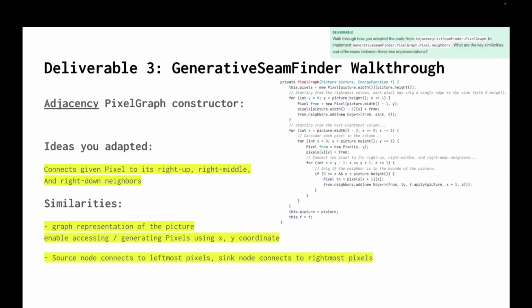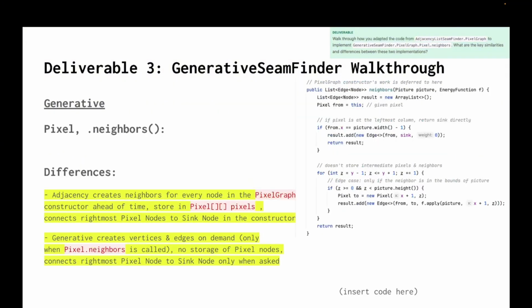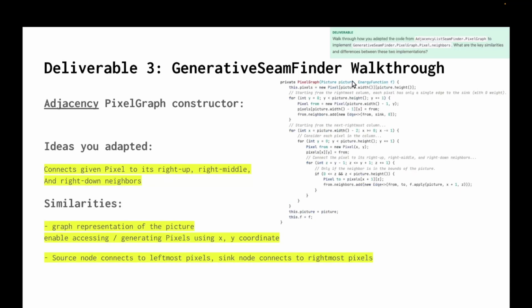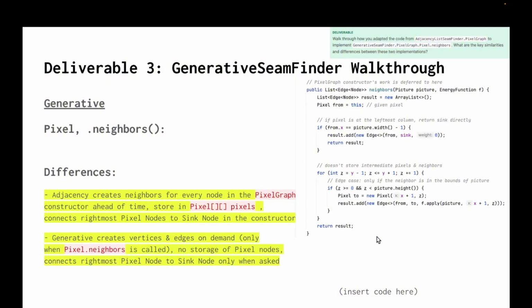That allows us to access or generate pixels using xy coordinates. The difference is that adjacency list creates every single node and stores it in the pixel graph ahead of time, but generative only creates vertices and edges on demand. So only when pixel.neighbor is called. We're essentially taking a lot of this work and repurposing it in the pixel.neighbors. So you can see the for loop over here. We create a new pixel instead of accessing it from the 2D grid.